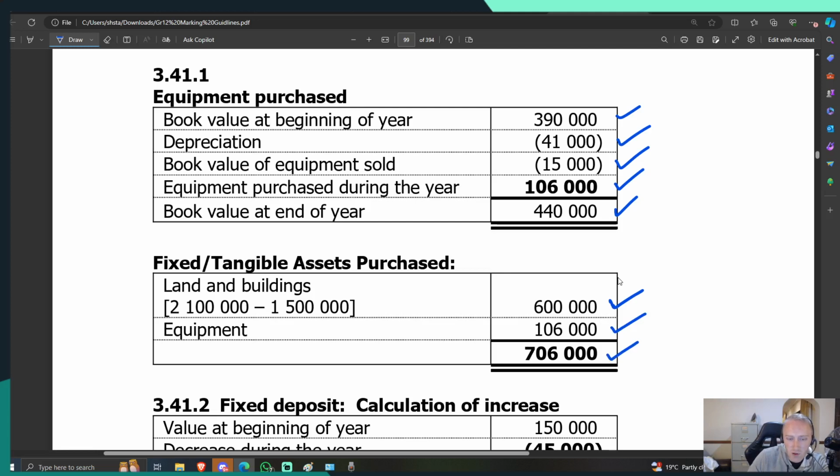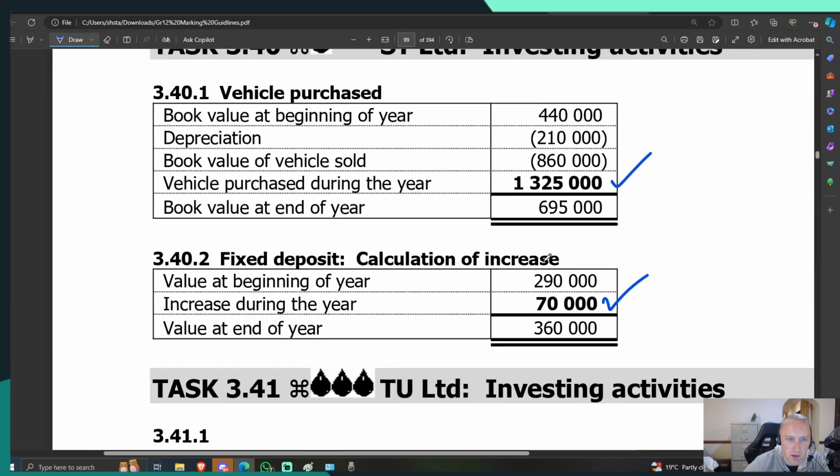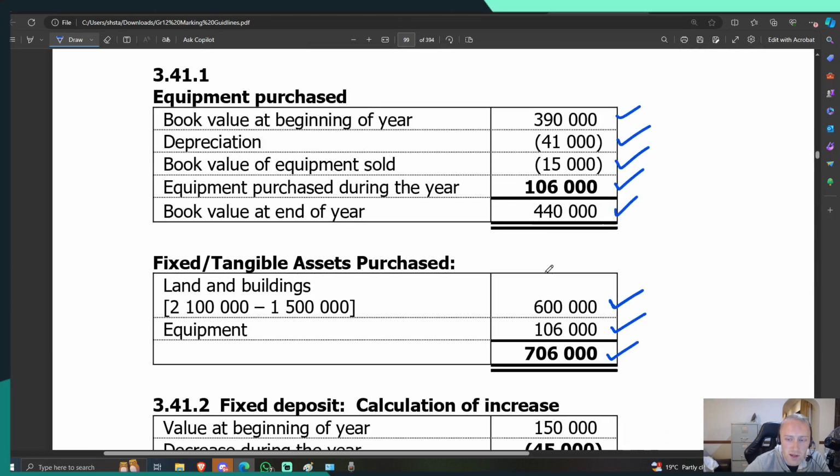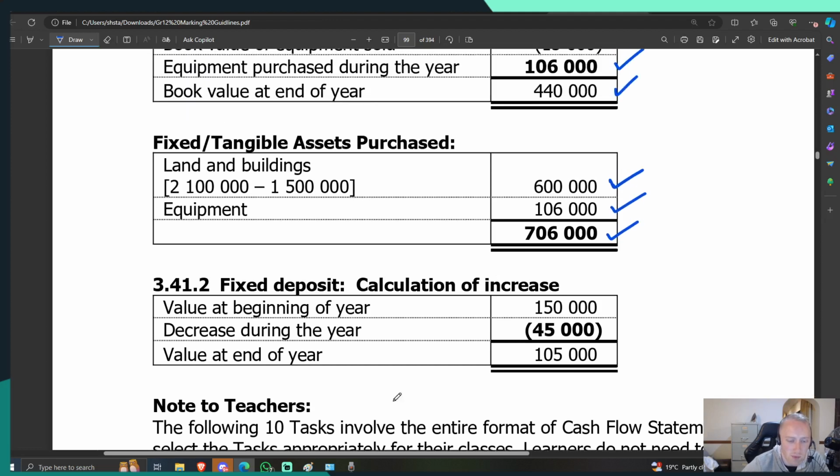So in the cash flow statement, that would be in brackets. It would be a cash outflow of 706,000 Rand, under the line item purchase of fixed assets. Okay, and that is 3.39, 3.40, and 3.41 done. 3.42 is a complete cash flow statement, which we'll do next.